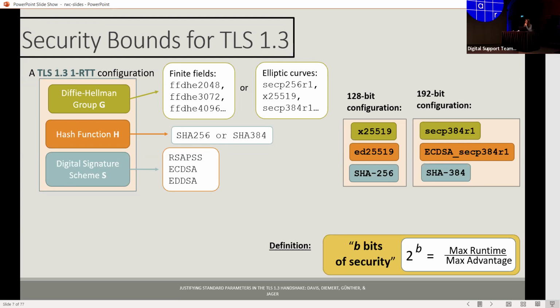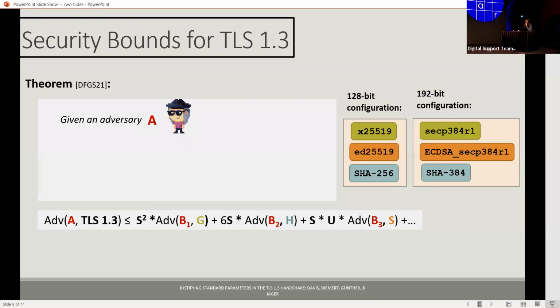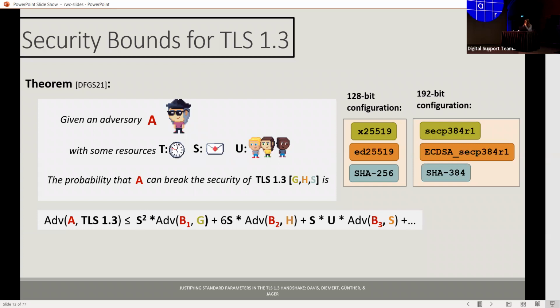For an arbitrary configuration, Dowling et al. proved this theorem. It says that for any attacker with limited resources, including runtime and the number of honest sessions and users that it can see and interact with, the probability of learning anything about the session key is bounded by the sum of one term for each underlying cryptographic primitive and a small constant term.